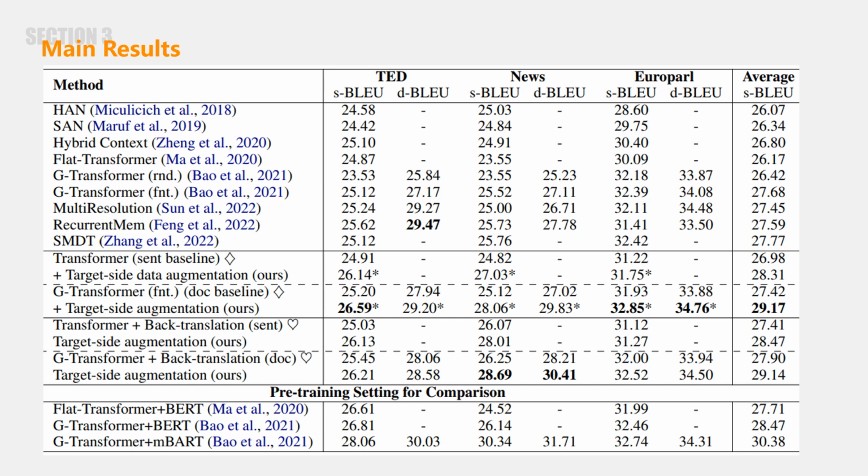Target-side augmentation significantly improves both the sentence-level Transformer baseline and the document-level G-Transformer baseline. For example, it improves the BLEU score on news by more than 2 points. When target-side augmentation works with back translation, it further enlarges the improvement to about 3 points on news.